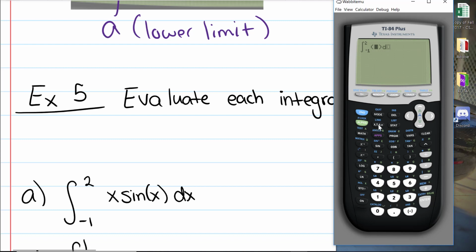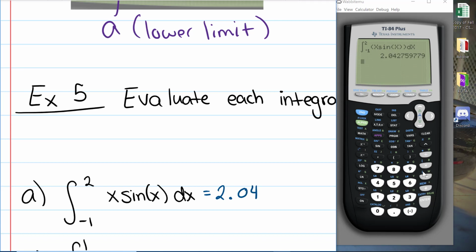This means we're finding the area underneath the curve from -1 to 2 of x sine of x. So you just type in x sine of x, and then the variable of integration is x, so you push x again and you push enter. And we're going to go ahead and truncate 3 decimal places out. So you get this is equal to 2.042. That's it. That's how your calculator can solve definite integrals for you.